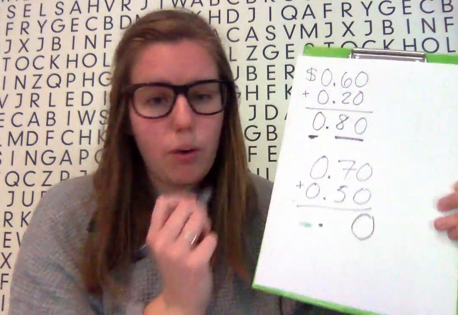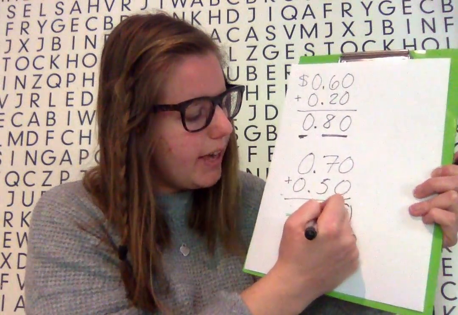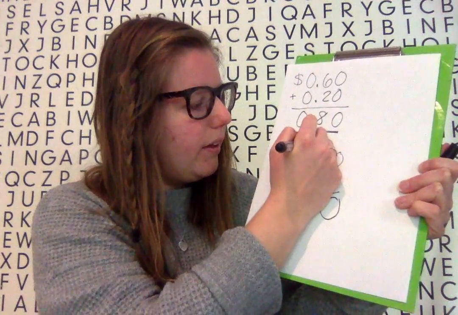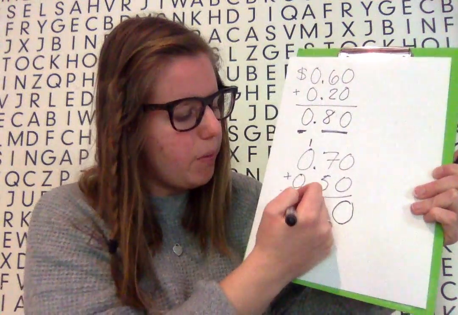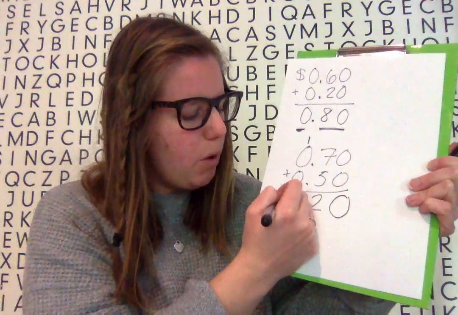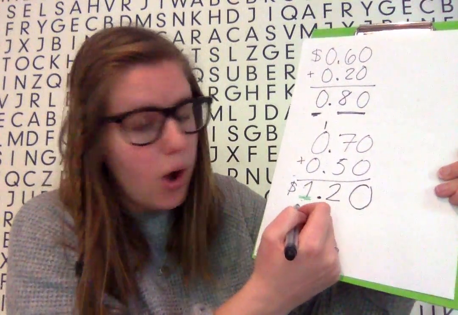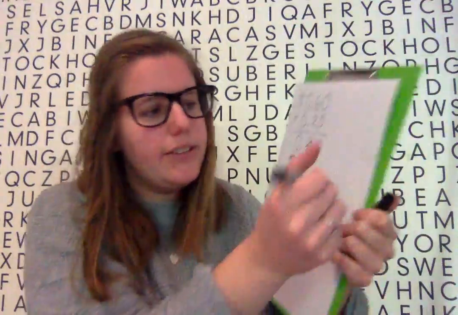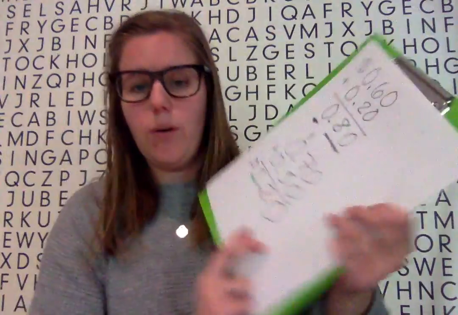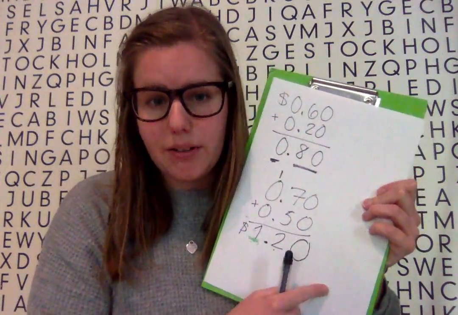But I can't write 12 right here. I need to carry the 2, or write the 2, carry the 1, and I would get $1.20. Remember, on this side are dollars or wholes, and this is parts. And as you can see, we have 1 whole dollar and 2 or 20 parts of the 100. So that's how we get our 1 whole and 20 parts.